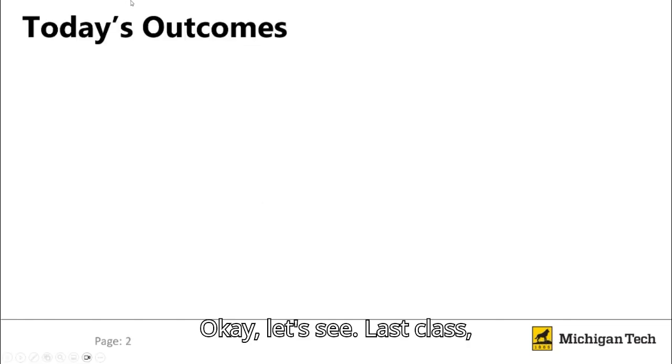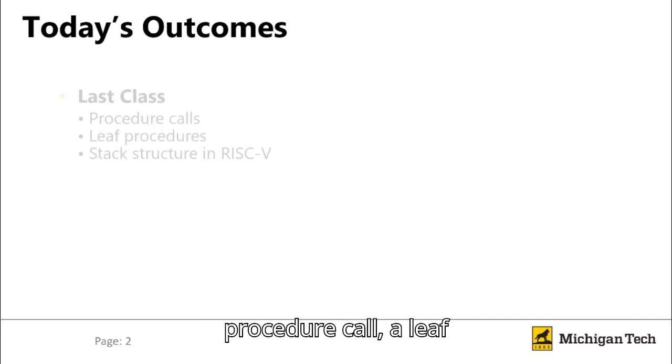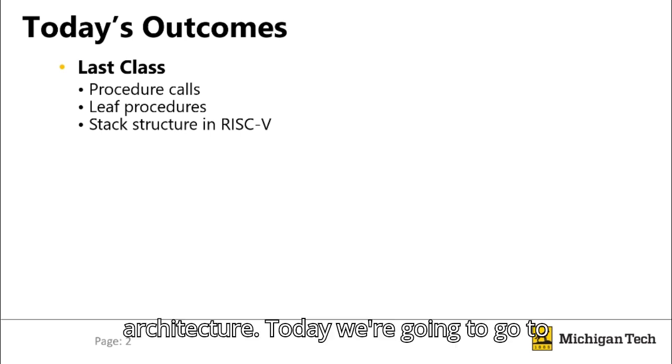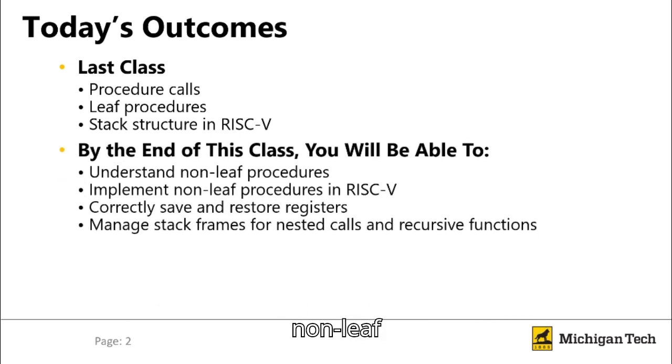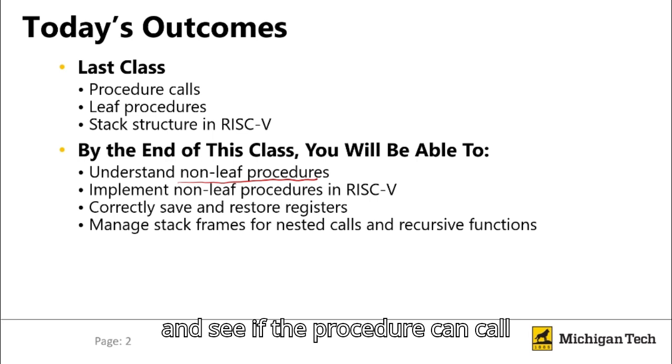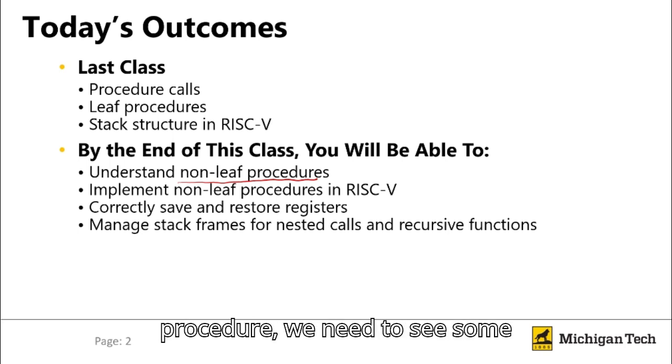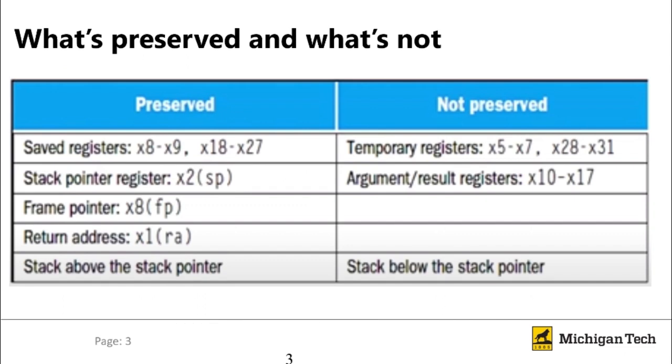Okay, let's see. Last class, we explained procedure call, a leaf procedure, stack structure in RISC architecture. Today we're going to go to non-leaf procedures and see if a procedure can call another procedure. Before explaining non-leaf procedures, we need to see some calling conventions.